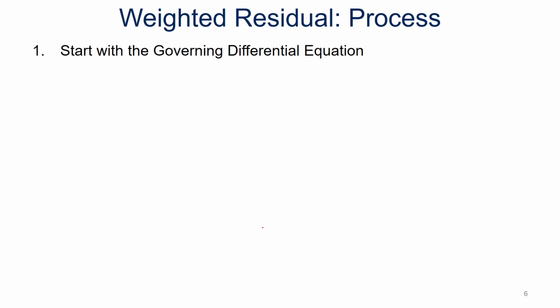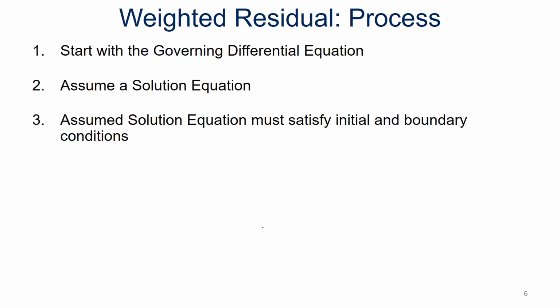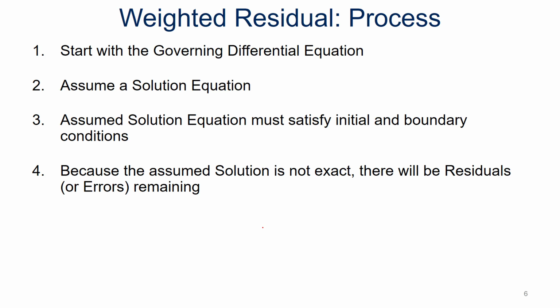All right, so here's the overall process. We're going to start with the governing differential equation, which we have. We're going to assume a solution equation. For this case, it seems relatively simple. It's a beam in bending, but for more complex cases, we're going to have to assume what the shape may be, and again, we'll talk about that. The assumed solution equation must satisfy the initial and boundary conditions. So we can't just pick any solution. We have to pick a particular solution that's useful to us.